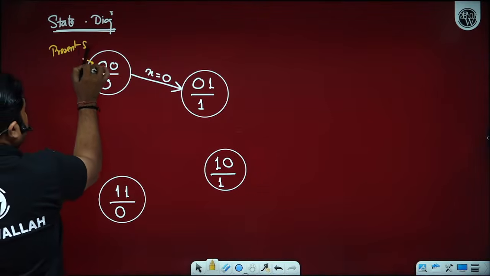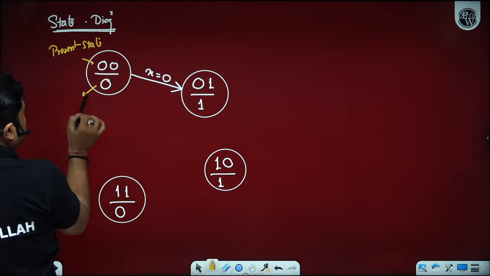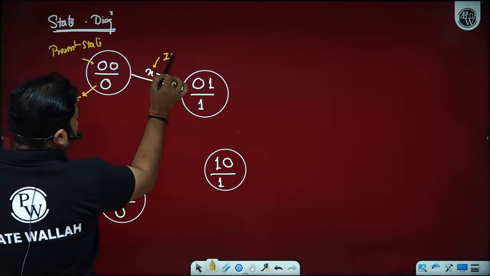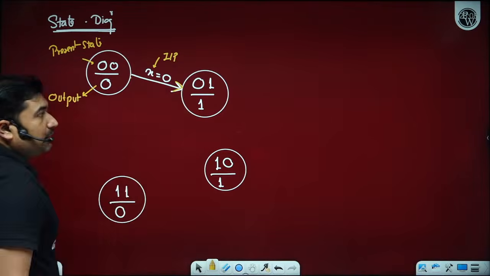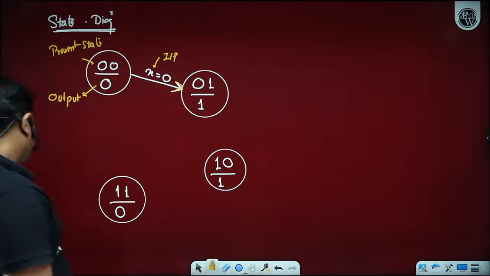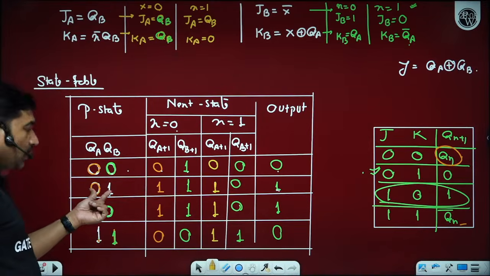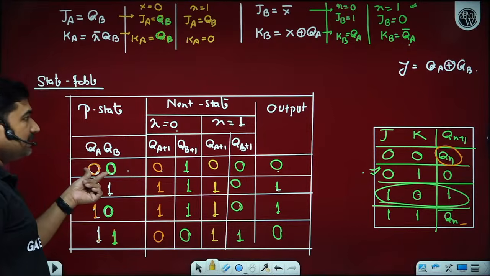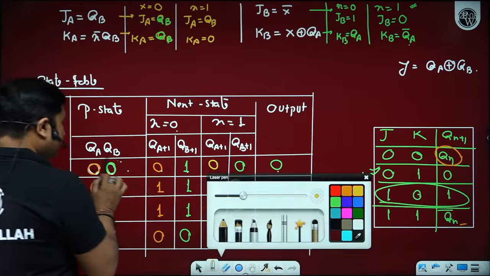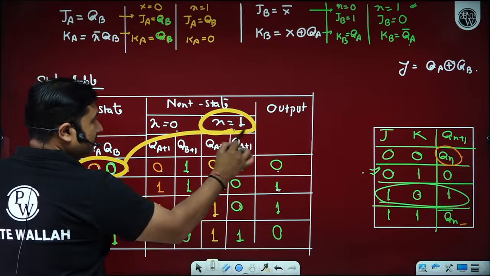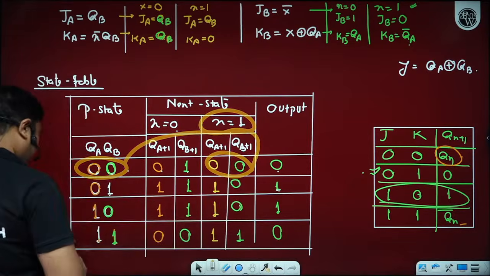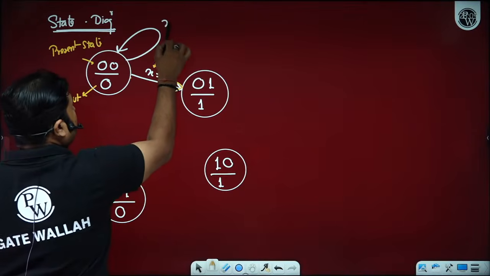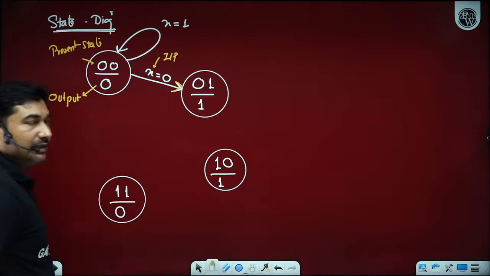Present state. This is indicating output. This is indicating input. Arrow indicates going to next state. Now please observe, with 0 1 as a present state, input x is equal to 0. With 0 0 as a present state and x equal to 1, the next state is 0 0.